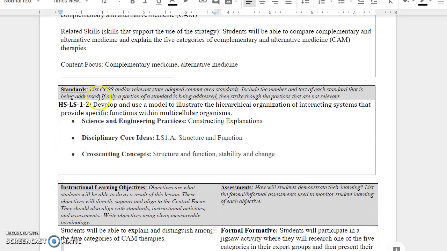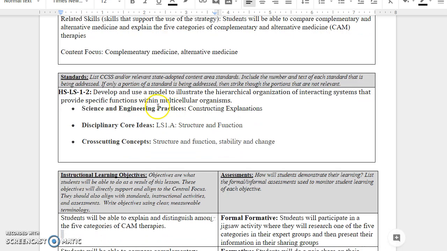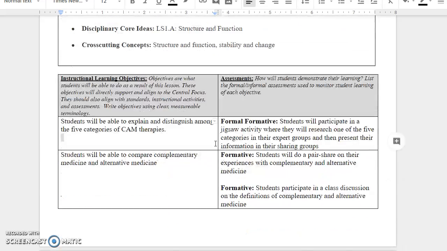So here we have the standards. They're from the NGSS. For this lesson, I had a hard time finding a standard to fit in, because this is a health science class, and the NGSS doesn't really have anything to do with alternative or complementary medicine. There's nothing that really fits it. But I did my best, and I found a standard about the hierarchical organization of interacting systems that provide special functions within multicellular organisms, which is the case for humans, and a lot of the science and engineering practices, the DCIs or the CCCs, fit in with this particular lesson.